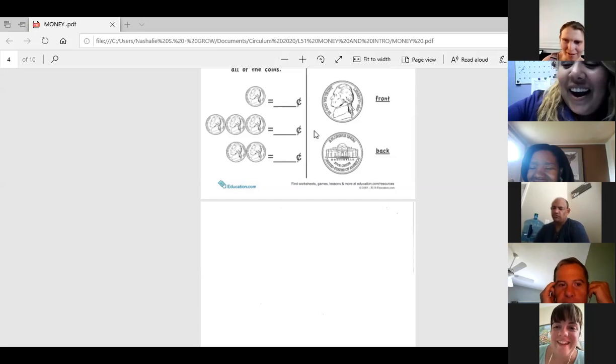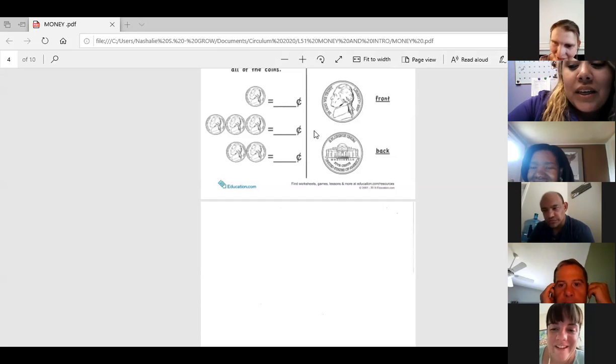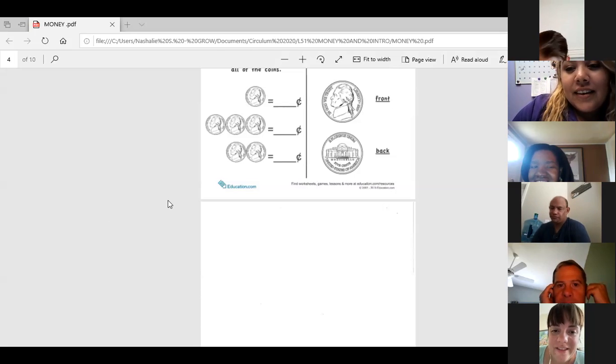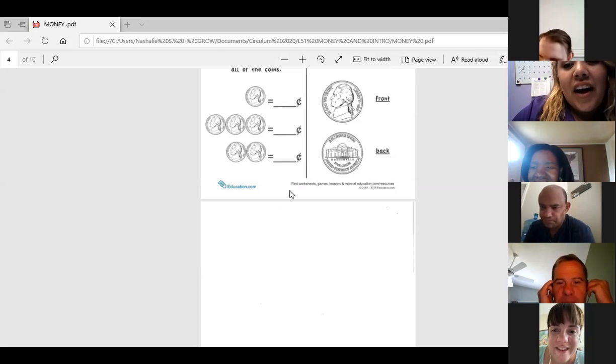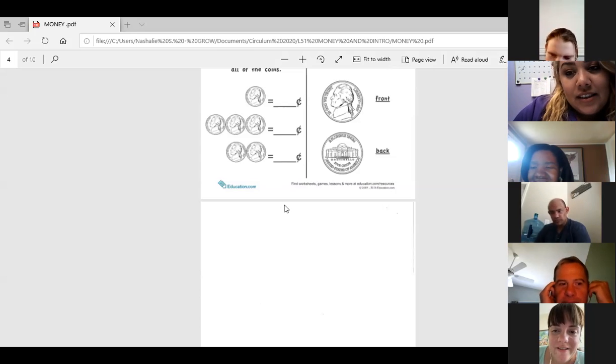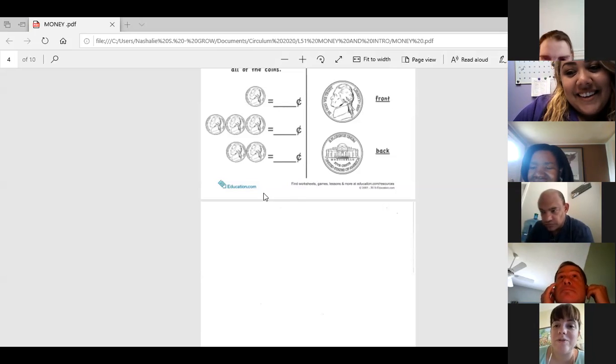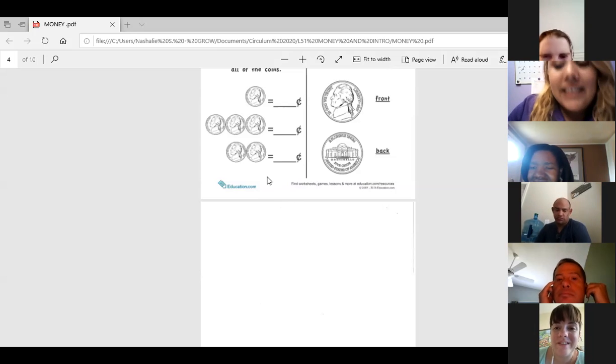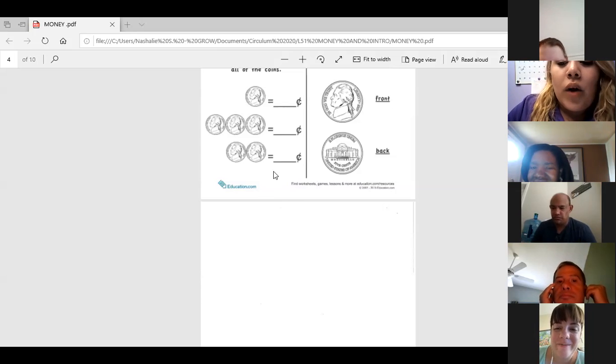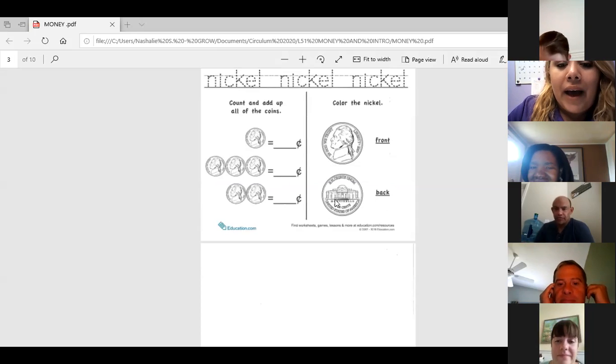Okay. All right. So 5 plus 5 is what, Martha, you said? You got it. 5 plus 5 is? Good job. Both of you said it. 10 cents. So 1 0 and then the cents. So here's a picture of the front of the nickel and then the back of the nickel. Yep, it's 10.